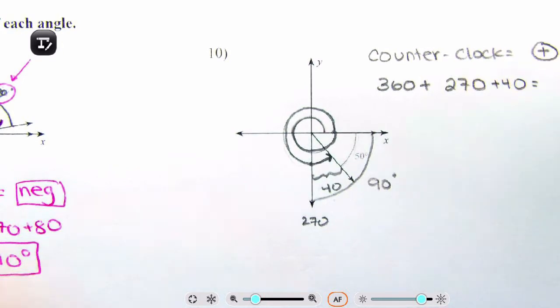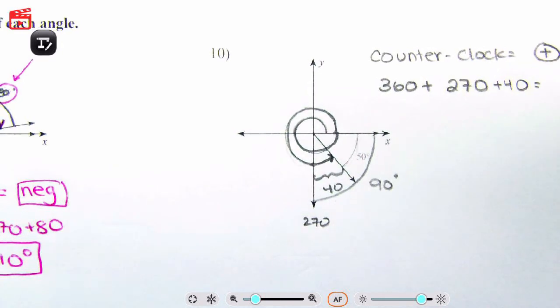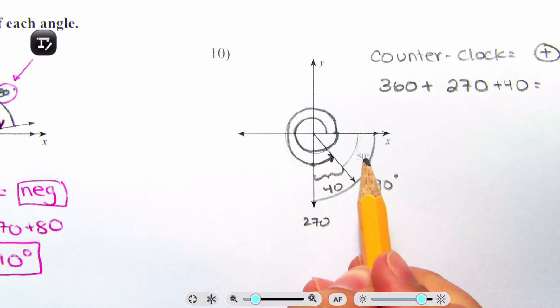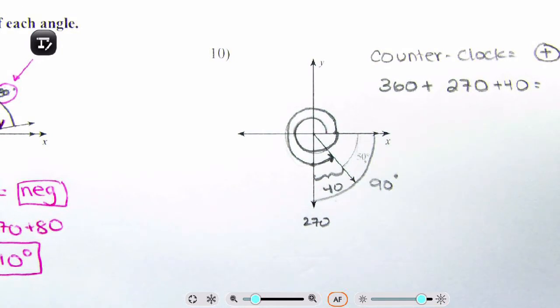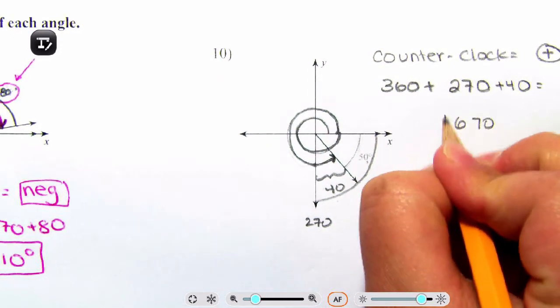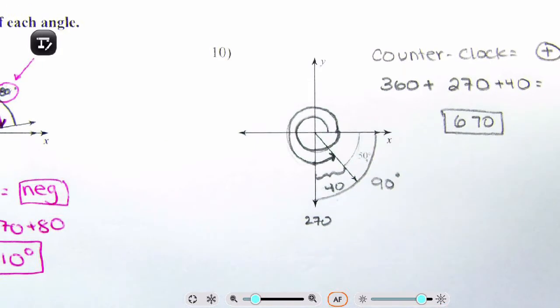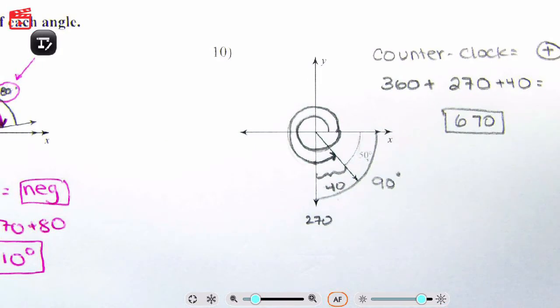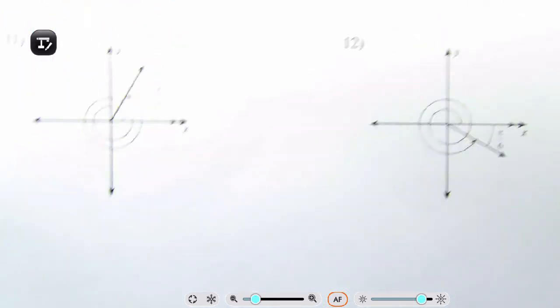Keep in mind we are counterclockwise, so this is going to be a positive measurement. We know this is in degrees because this is in degrees, so I have 360 plus 270 plus 40, and that gives me positive 670. We know this is positive because it is going counterclockwise. And we need degrees or else we won't know what unit of measure we have. All right, moving on to this one.